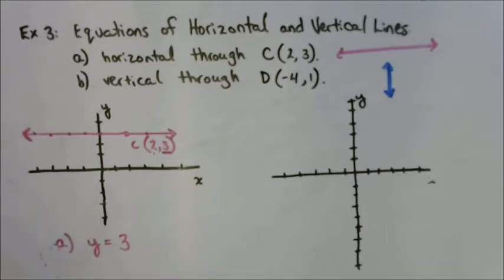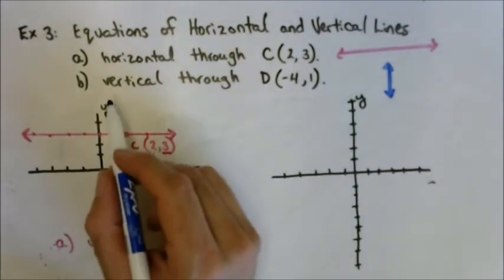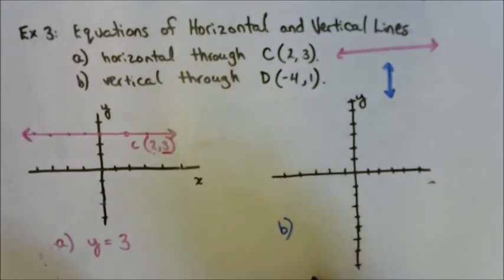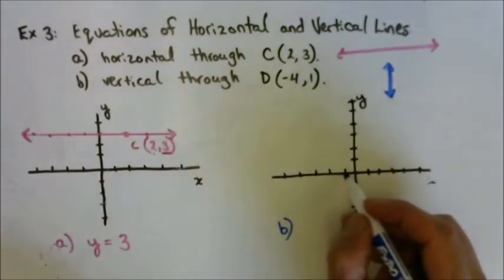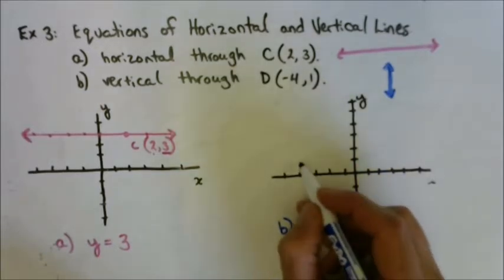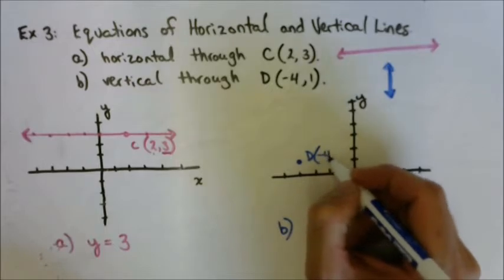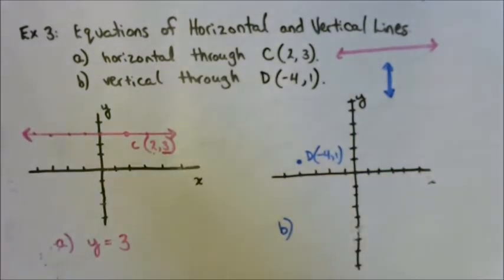The same rings true for vertical lines, except this time the y value can change and the x value is always going to stay the same. So we're given in B that we have a vertical line going through the point -4, 1. 1, 2, 3, 4, 1. So here's the point D going through -4, 1.